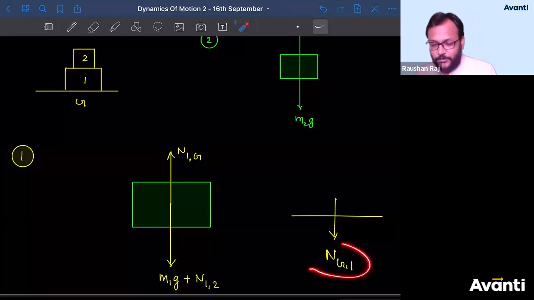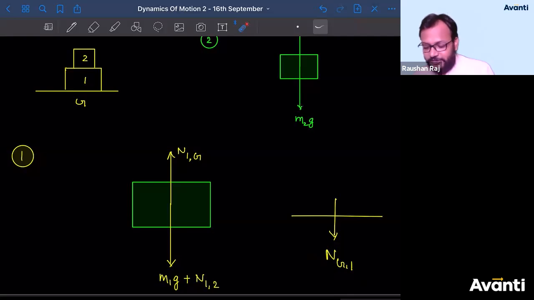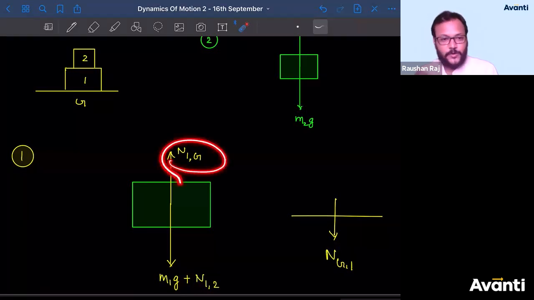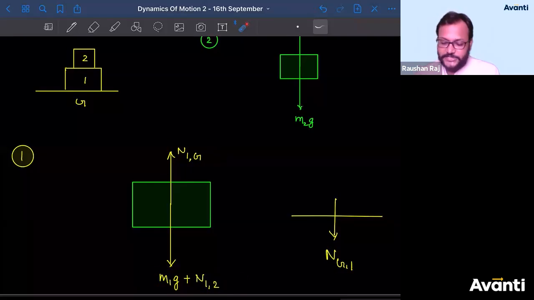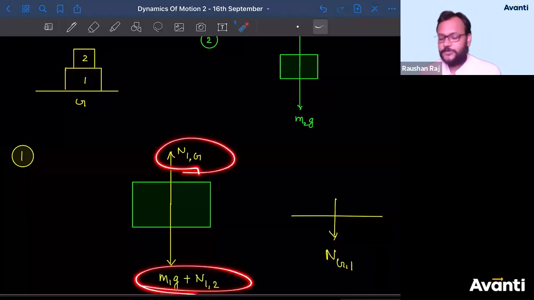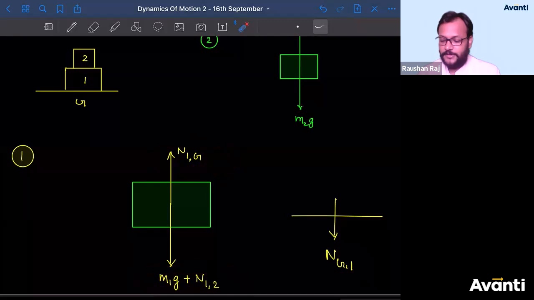In this N1G, the normal force on the ground because of 1, this N12 has already come. Because if I ask you to write the relation between these 3 forces, what will be your answer? What will be your answer? If I ask you to write the relation between N1G and M1G and N12, what will be the relation that you're going to give me? Guys, tell me what is the acceleration of this block?